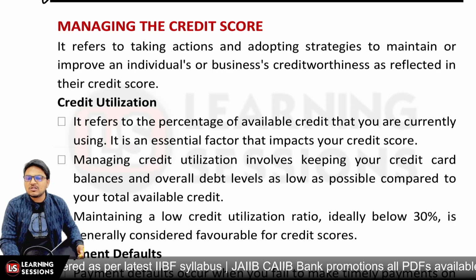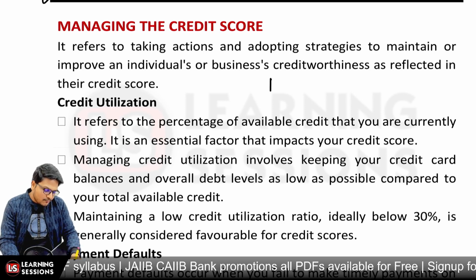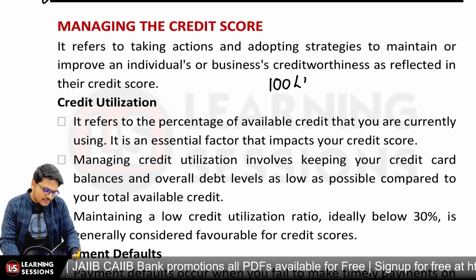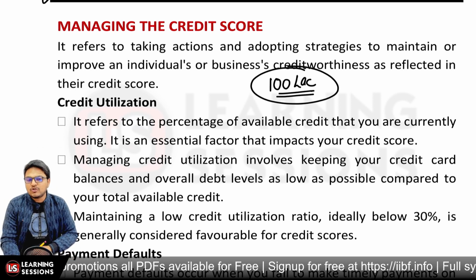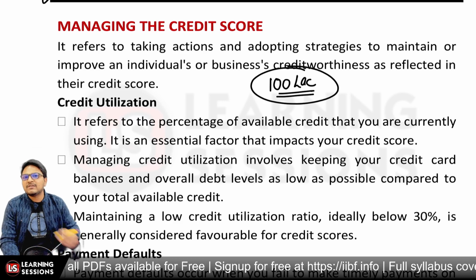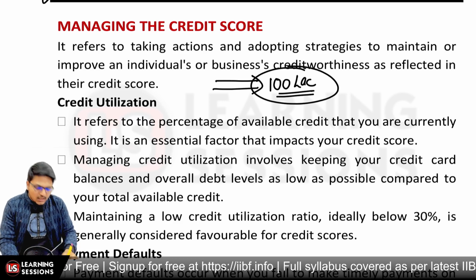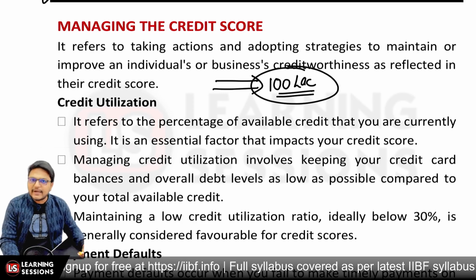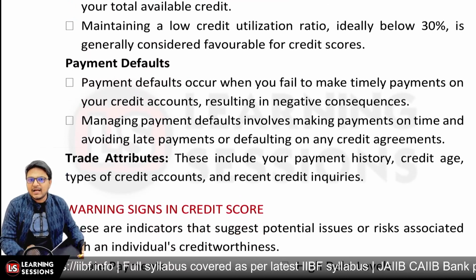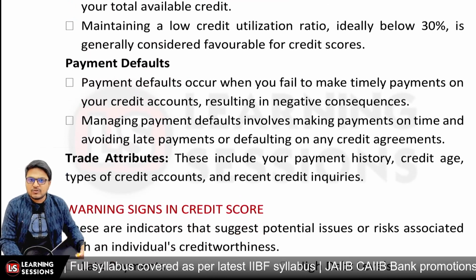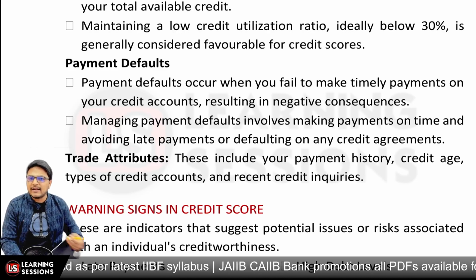Now, credit utilization means what? Let's say you have availed a loan of rupees 100 lakh. As per the standard rule, you should not be consuming more than 30% of the credit. So the credit utilization must be up to 30% only if you want to improve your credit score. That's the first thing. And further, you should not default in the payments, and also the other attributes like your payment history, your credit age, and the type of credit account also add to your credit score, right?